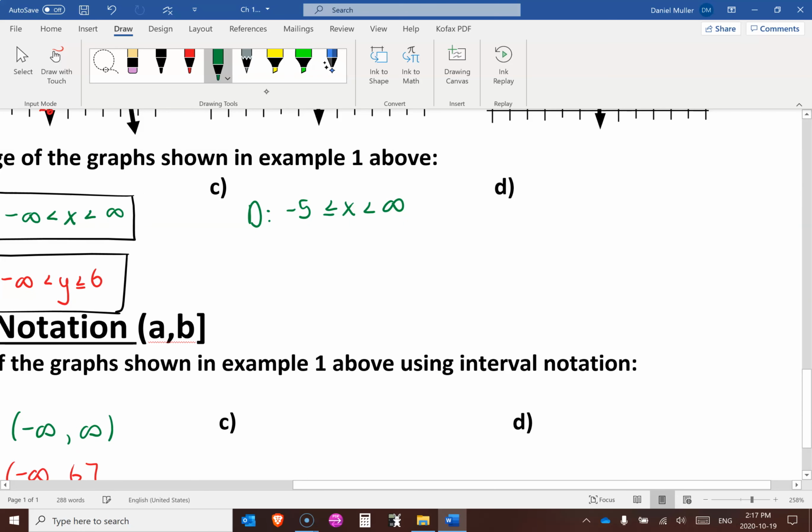And I can do the interval notation right here. -5, and that has to be in square brackets. And then infinity, it can't equal infinity, so that will be round.